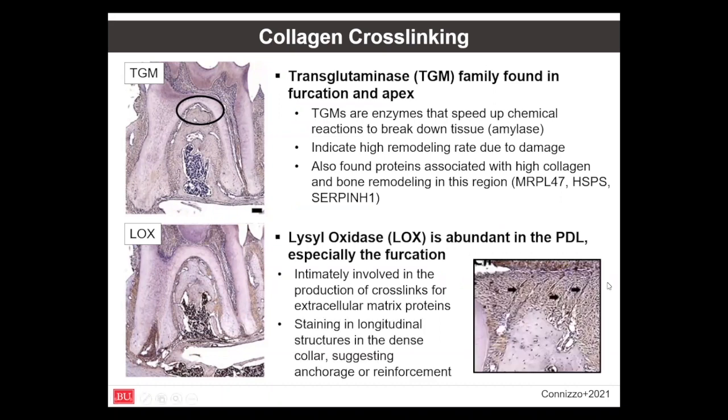One interesting finding that we had was that we actually saw that there were these longitudinal structures in the periodontal ligament, particularly in the dense collar. And these structures stained really strongly for lysyl oxidase. And we think that these longitudinal structures might suggest some sort of anchorage or reinforcement, particularly in that region, because it's an area of high tensile force, but also torque and shear. There were a bunch of other findings that I would love to discuss if we have time after, but in the interest of time, I really just focused on the ones that were relevant to ECM molecules.